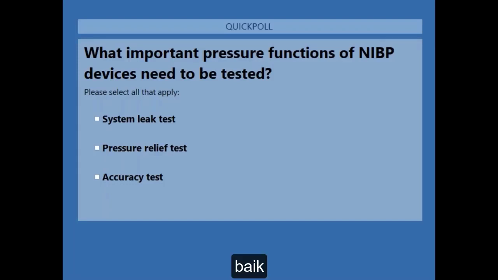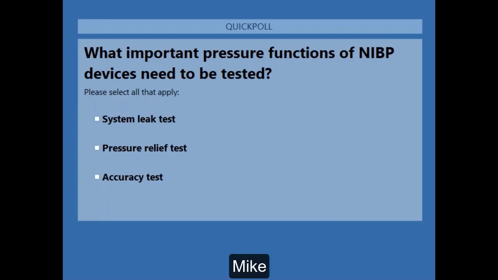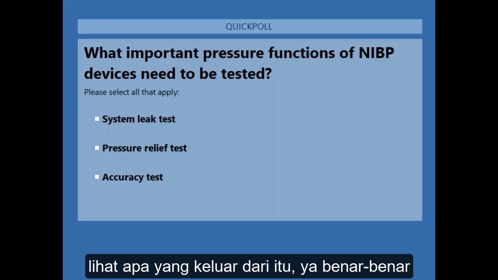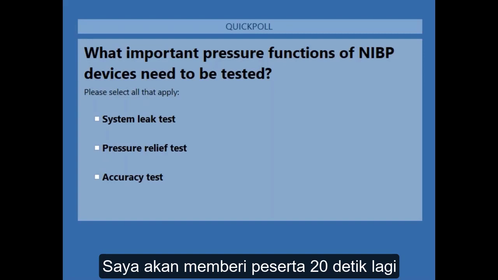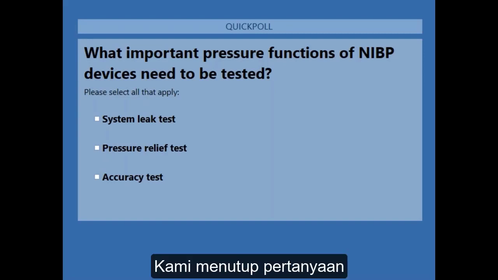All righty. So responses are coming in, Mike. Good question. And see what comes out of it. Yeah, absolutely. I'll give attendees another 20 seconds before we close the poll.